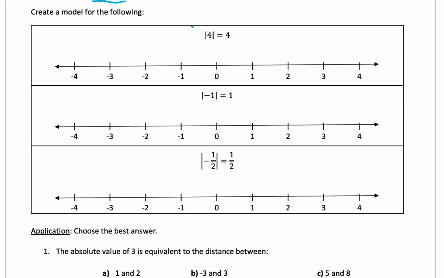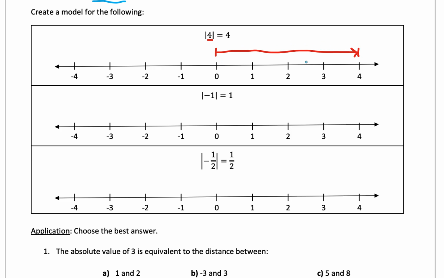In this first one, it's asking us to model the absolute value of 4 is 4. So I'm going to start at 0, and I'm going to go to the number that's in my bars, which is positive 4. So I need to move to the right to go from 0 to 4. That means that my arrow should have a length of 4. If I count 1, 2, 3, 4.